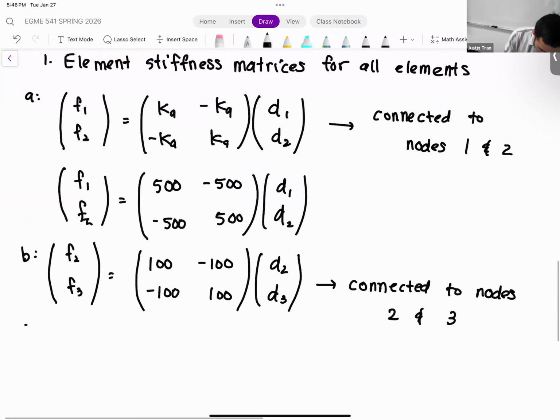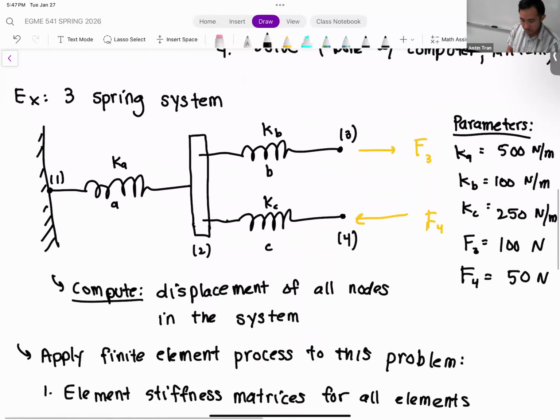All right, and then finally we have element C. So if we go back to our problem figure, we look at element C, right? This will be the first interesting element that we look at because, for the first time, we have nodes that are not consecutive to each other.